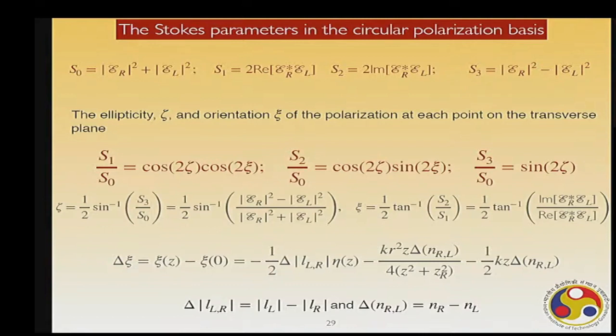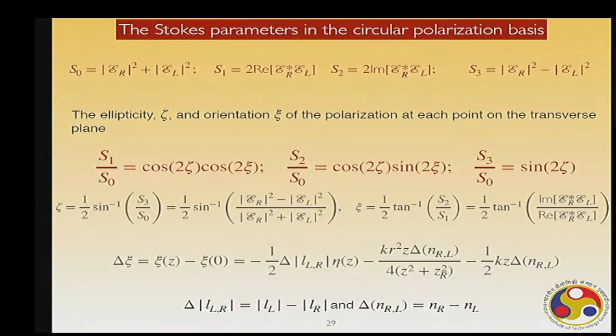And this structure has a three dependent value. One is the difference of the orbital angular momentum, LR and LL. Since for the cylindrical vector beams the modulus of LR is equal to that of LL, this part would be 0. Only the non-zero part comes from the refractive index difference, that is delta NRL, the difference of the refractive index experienced by the right circularly polarized light minus the refractive index for the left circularly polarized light.